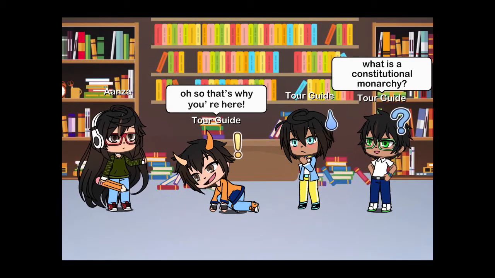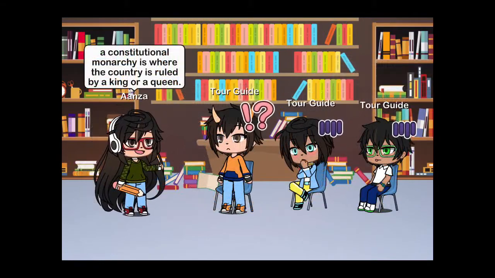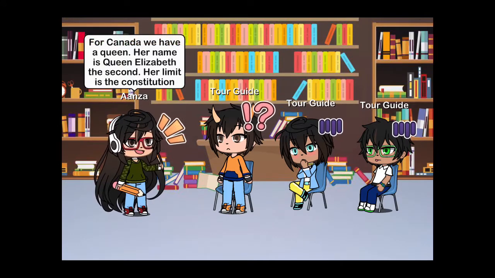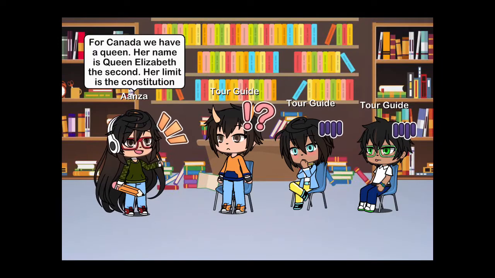What is a constitutional monarchy? A constitutional monarchy is where the country is ruled by a king or queen. For Canada we have a queen. Her name is Queen Elizabeth II. Her only limit is the Constitution.